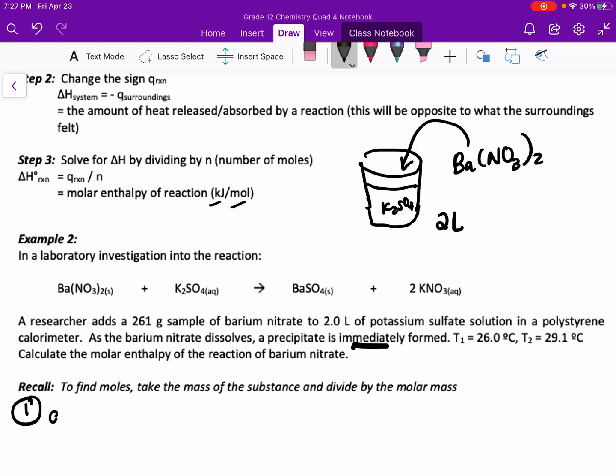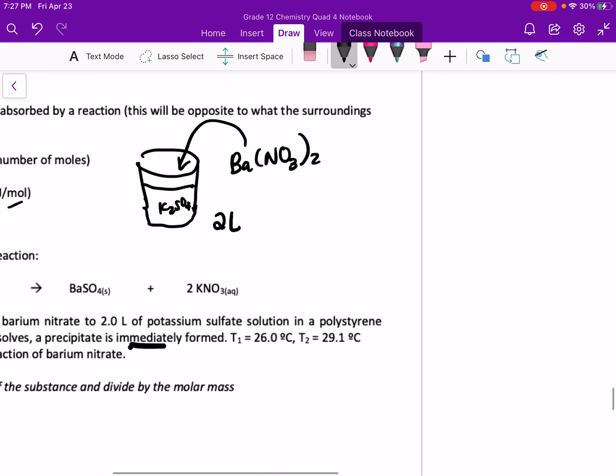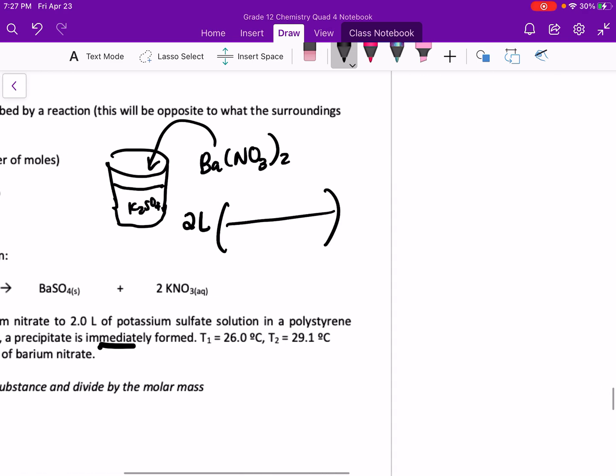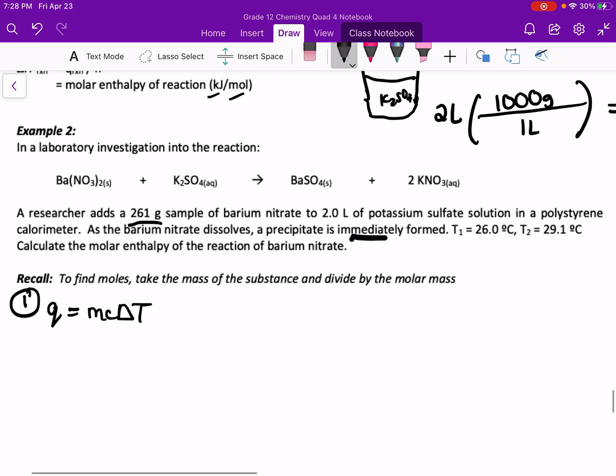So first, we need to find our heat, which is MC delta T. When we're thinking about the mass here, it's easy to think that we use this mass, but this is just of our small sample, and we need to incorporate our entire system. So 2 liters, for every 1 liter, we have 1,000 grams. So this system actually has 2,000 grams, and that's the mass that we're going to use in this equation.